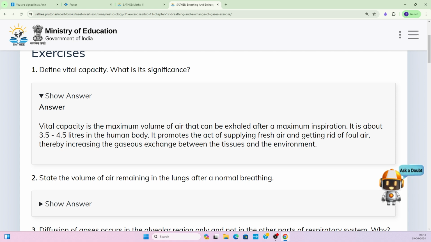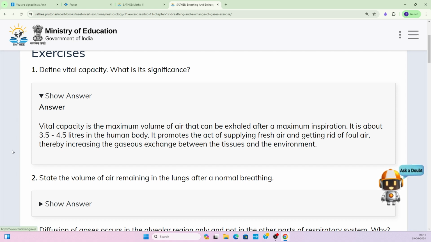And this vital capacity is around 3.5 to 4.5 liters in the human body. And this is the significance. What is the use of this vital capacity? It increases the gaseous exchange. When you do forceful inspiration and expiration, you are increasing the gaseous exchange between the tissue and the environment. So this is the significance.